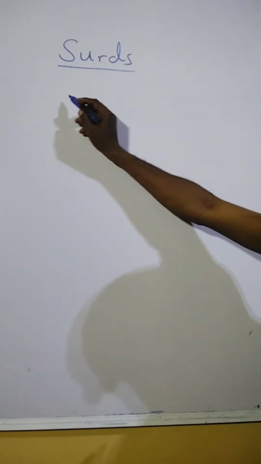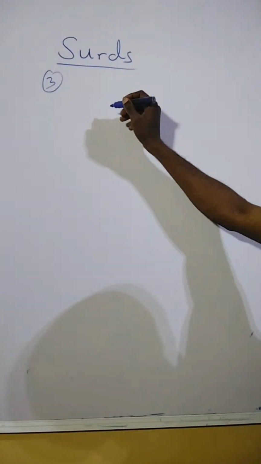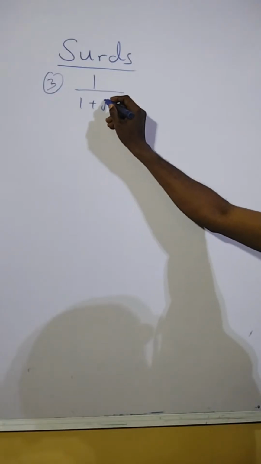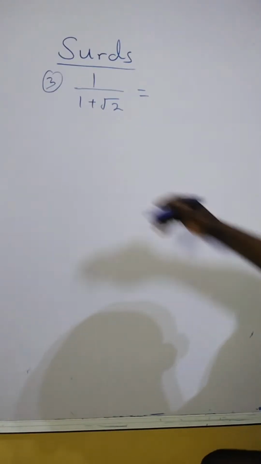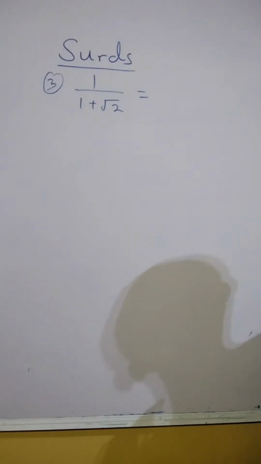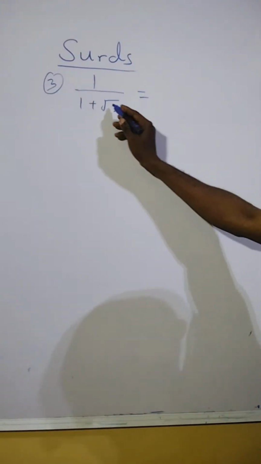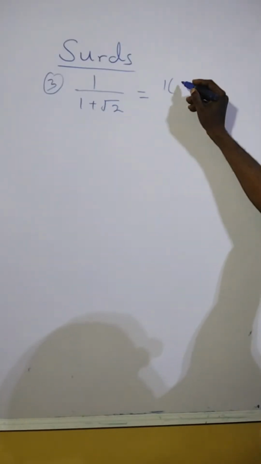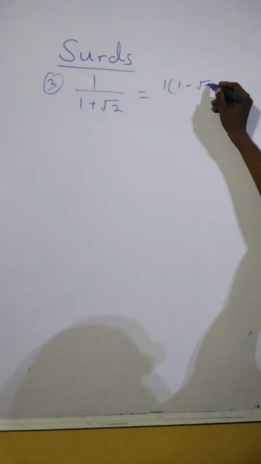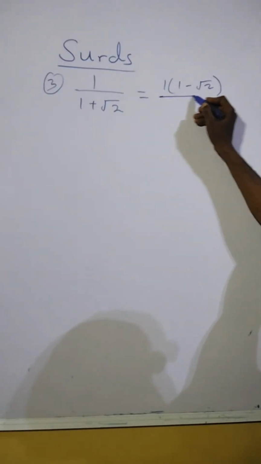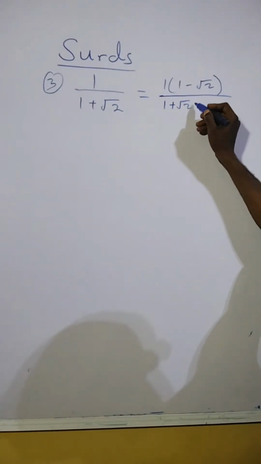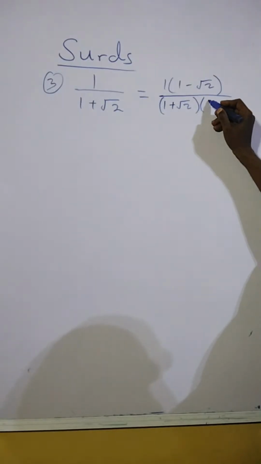Let's look at this also. This also is a simple one. We are to evaluate 1 divided by 1 plus root 2. Then also here we rationalize this surd. Multiply the numerator and denominator by the conjugate surd of the denominator. Here we have 1 times the conjugate surd here, that's 1 minus root 2. Also divided by, here we multiply this by the conjugate, that's 1 plus root 2 times 1 minus root 2.